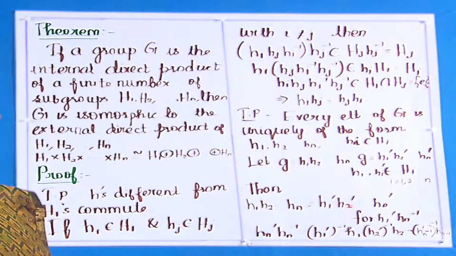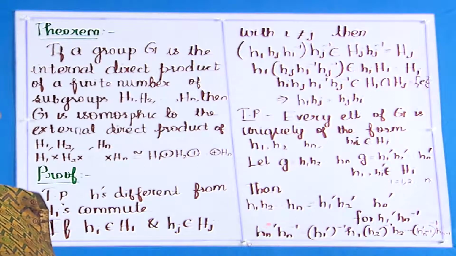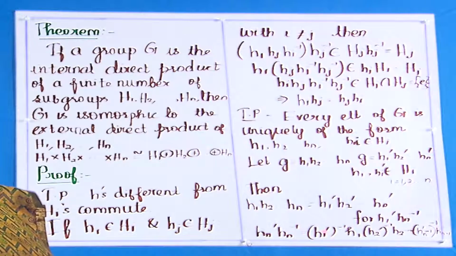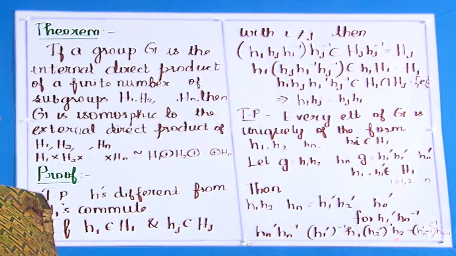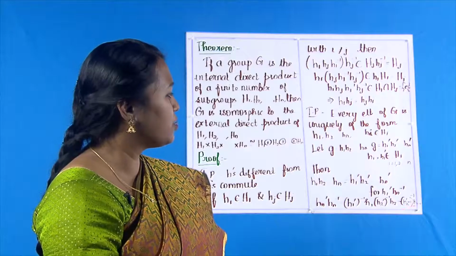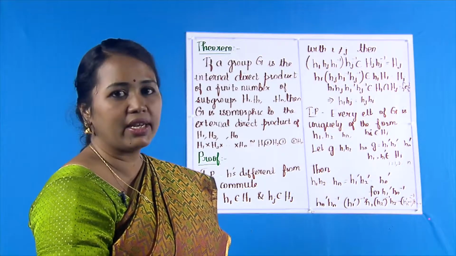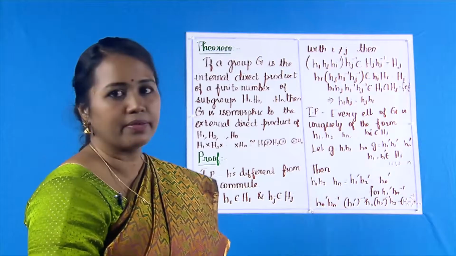So the remaining elements are brought from the right hand side to the left hand side. So this is Hn dash, Hn inverse, that is equal to H1 dash the whole inverse, H1, H2 dash the whole inverse, H2, so on up to Hn minus 1 dash the whole inverse, Hn minus 1, etc. So these elements alone are on the left hand side.